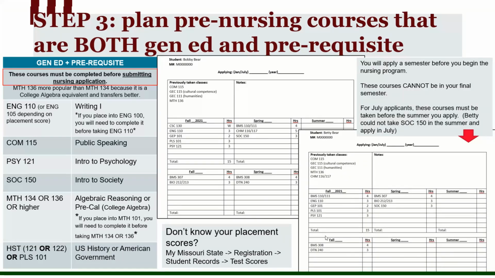This student is on track to apply a semester early. So they also only have one class left. They're planning Soc 150, but they have to plan it for the spring because they plan on applying in July.